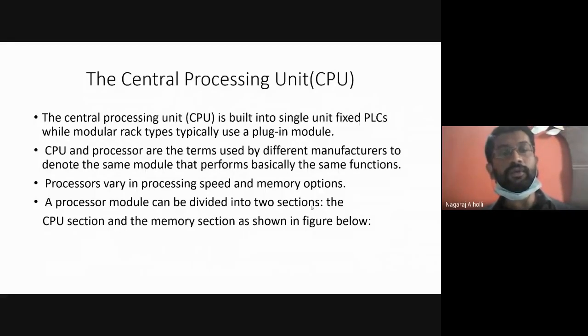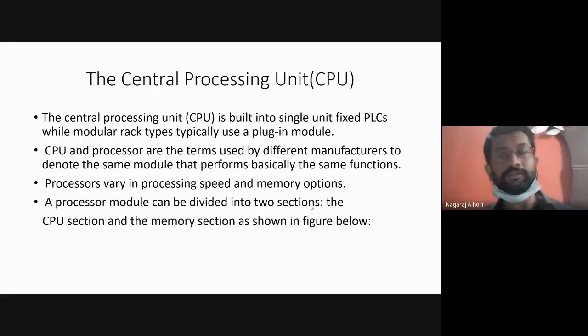The CPU and processor both mean the same thing. Central processing unit and processor, different manufacturers use different terms. Some manufacturers use the term CPU, some of them use the term processor. Is it not? Like this, CPU and processor are terms used by different manufacturers to indicate the same function performed by the CPU.